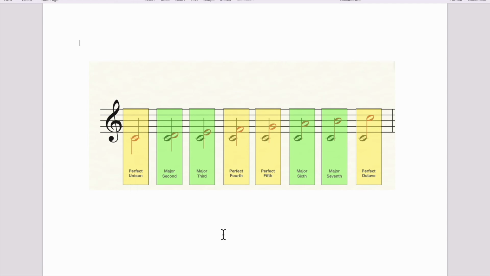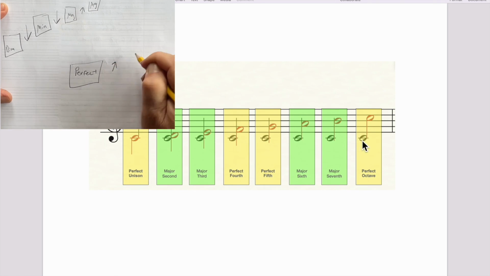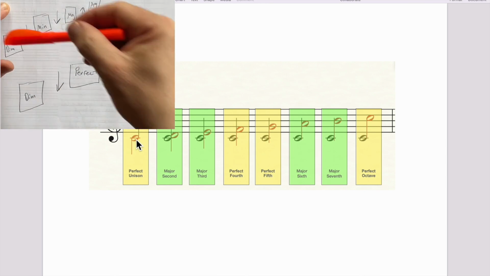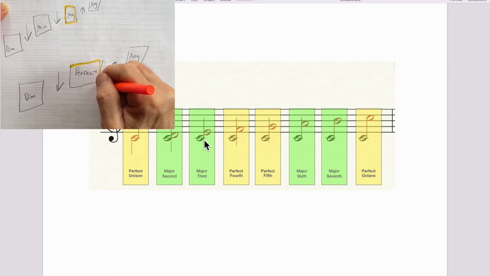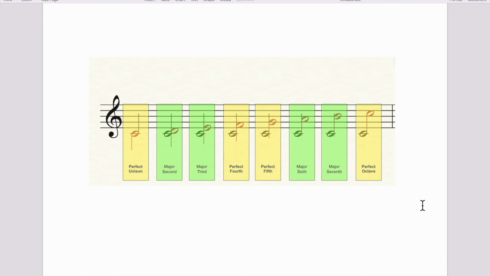So once again, unison, fourth, fifth, and octave are perfect intervals. Second, third, sixth, and seventh are going to be major. And keep in mind, that's just when we look at these intervals as we relate them to the root of our scale. So the C major scale, C against C, C against D, C against E, and so on. This is just a start so we can understand how these things work.